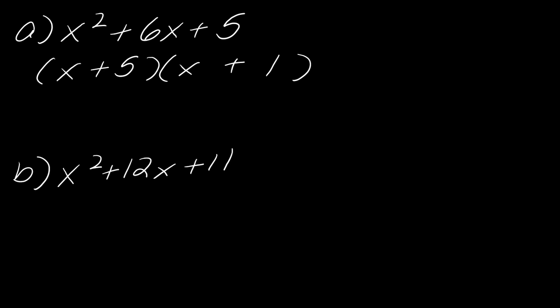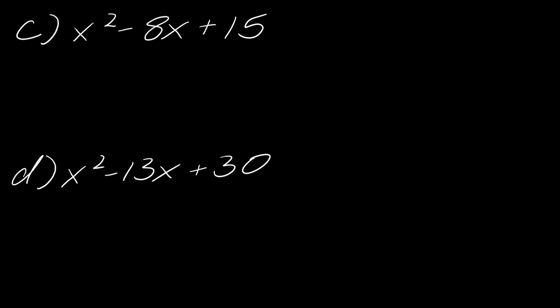So very similar idea here with B. So once again, 11 is a prime number. So the only way that I can multiply to 11 is to take 11 times 1. And then if I check this, x times x is x squared. 11 times 1 will give me 11. And then I have 11x plus 1x, that gives me 12x. Okay, so let's move on to slightly harder examples now.